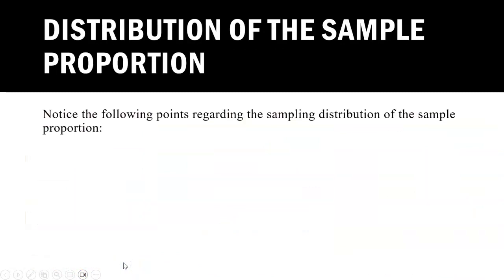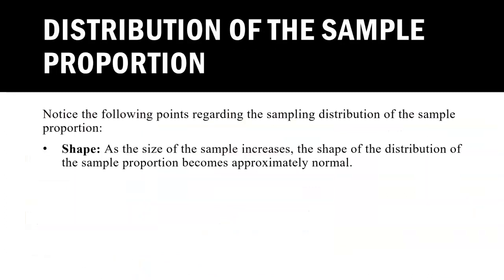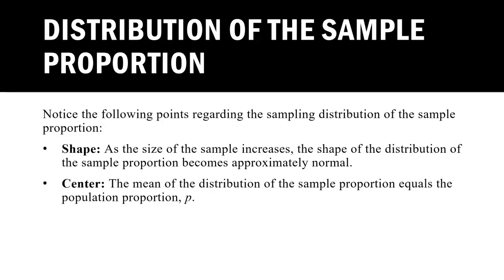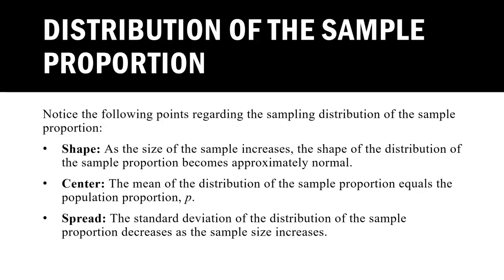So we can conclude a few things. One is the shape. As the size of the sample increases, the shape of the distribution of the sample proportion becomes approximately normal. As we saw when we got to n equals 60, our graph was normal. The center of the distribution of the sample proportion equals the population proportion, p. And then the spread, the standard deviation of the distribution of the sample proportion, decreases as the sample size increases. And that's kind of similar to what we saw with the sampling distribution of the sample mean.